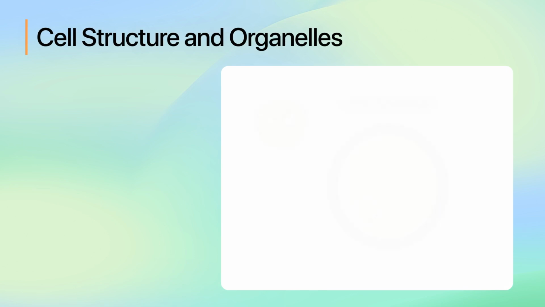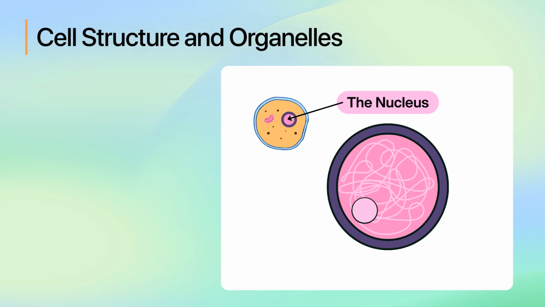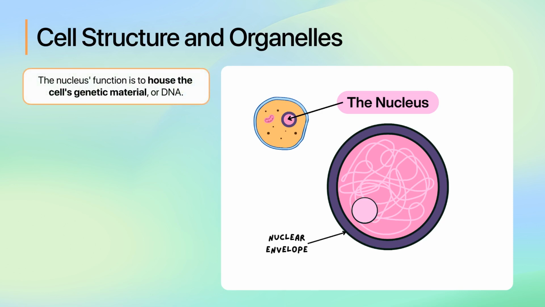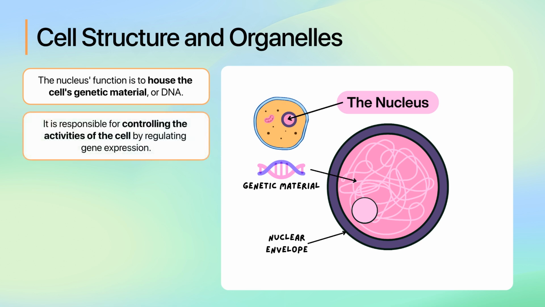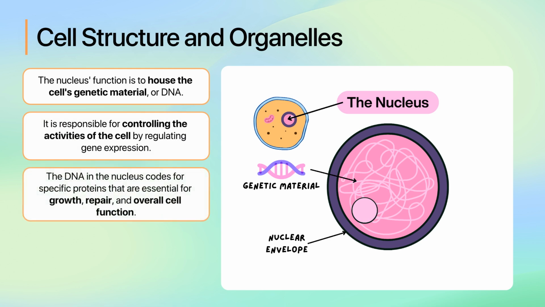Firstly, let's learn about the nucleus. The nucleus is enclosed by a double membrane called the nuclear envelope. Its function is to house the cell's genetic material, or DNA, and to be responsible for controlling the activities of the cell by regulating gene expression. The DNA in the nucleus codes for specific proteins that are essential for growth, repair, and overall cell function.